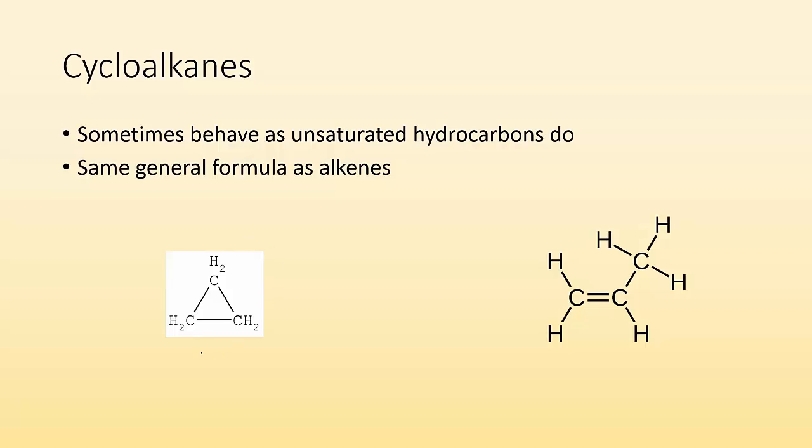Right? So if I take a look here, I have 3 carbons and I have 2, 4, 6 hydrogens. So C3H6. This is also C3H6, which is why the cycloalkanes can sometimes behave like alkenes. Cyclopropane can sometimes behave like propene because of that.